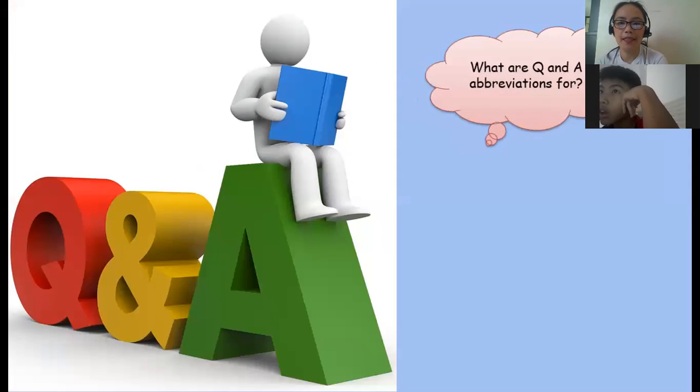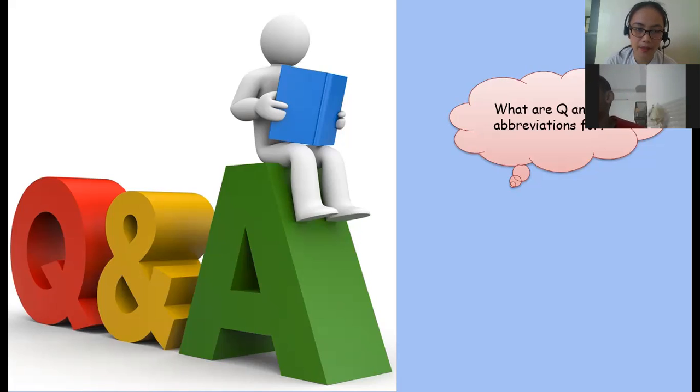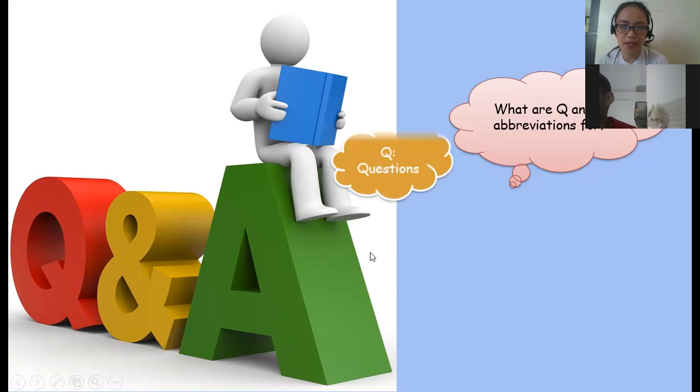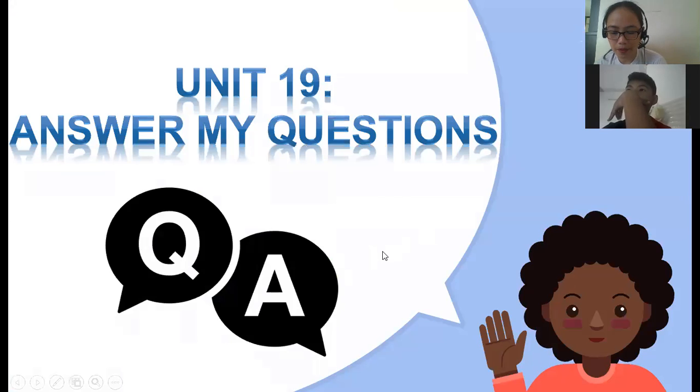Welcome. So Unit 19, Q&A. What are Q&A? Abbreviations for. So any idea about Q&A, baby? Q&A is... So Q stands for question. Q is question. A is answer. So question and answer portion. Okay, let's try it. Unit 19, answer my questions. Can you read it? Unit 19, answer my question. Okay.